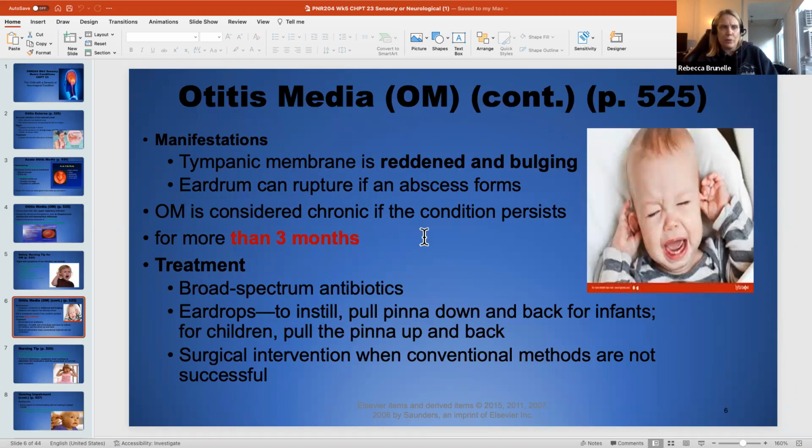So you can end up with a chronic otitis media if they end up with the condition that won't go away for 3 months. It's usually treated with antibiotics, but not always. It can be a viral infection. Sometimes they can also treat it with some eardrops, depending on what the doctor feels. You can pull the pinna down and back, and then put the drops in. Like I said, it's most always treated with oral broad spectrum antibiotics. And with kids that have chronic or recurrent ear infections, they might place tubes to help relieve the pressure and help drain the fluid from the middle ear.